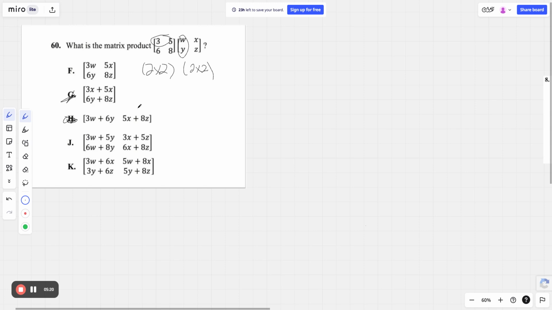So what we want to do is, like I said earlier, we're going to do rows by columns. But the thing about matrices is that it's a little bit interesting in the aspect that you have to multiply while you add at the same time. So when we say rows by columns, what we're going to do here first is go by the first number in the first row and the first number in the first column, and we're going to multiply them. So in this case, we'll get 3w, right?